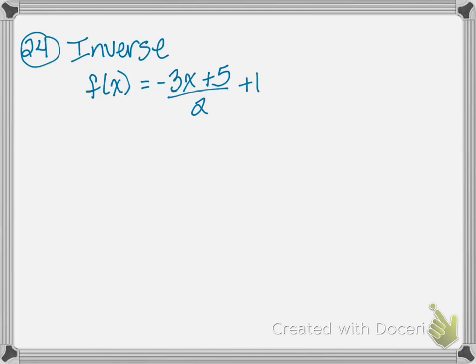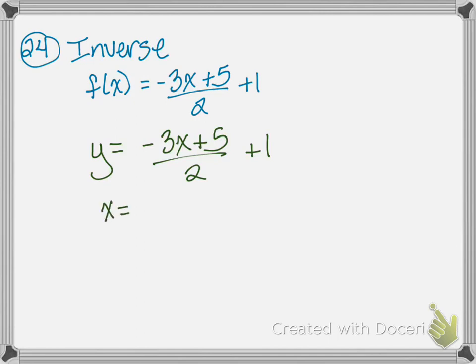And so the first thing I'm going to do is take my f of x and make it a y. So I'm going to have y equals negative 3x plus 5 over 2 plus 1. The next thing that I do is I switch my x and y. So I'm going to have x equals negative 3y plus 5 over 2 plus 1. And now at this point, I am going to solve for y.